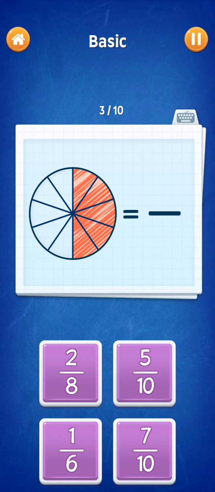Here you can see 5 out of 10, you already have the answer. This is multiple choice. They are giving 4 answers, and one is the correct answer. So these 4 options are called multiple choice.